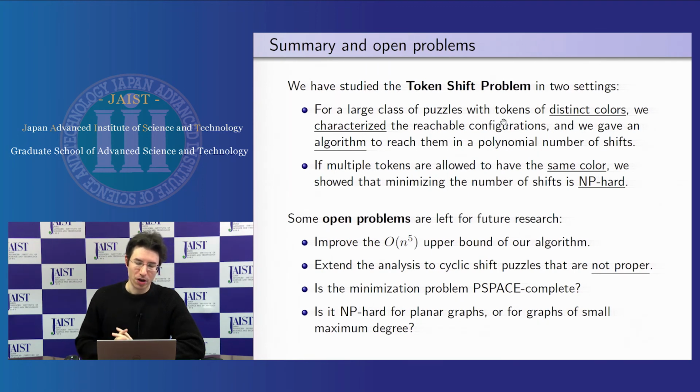We have studied the token shift problem in two main settings. In the first, tokens have n distinct colors, so all tokens have distinct colors. And in this setting, we characterized the reachable configurations for a large class of puzzles, and we gave algorithms to reach these configurations in a polynomial number of shifts. And then if tokens are allowed to have the same color, we show that minimizing the number of shifts is NP-hard. Now, some problems that are left open for future research are, of course, improving that O(n^5) upper bound, which is not optimal.